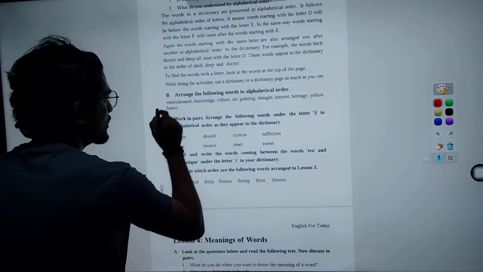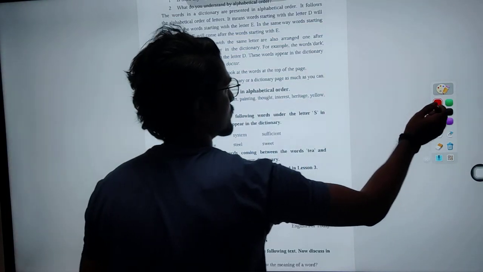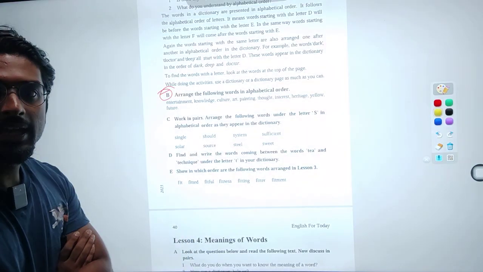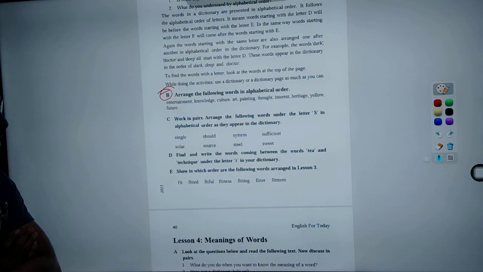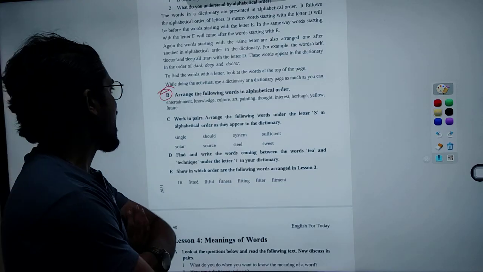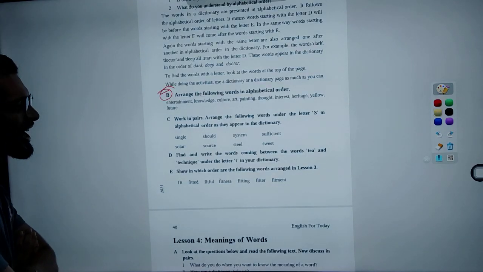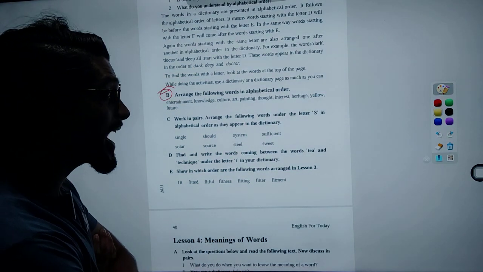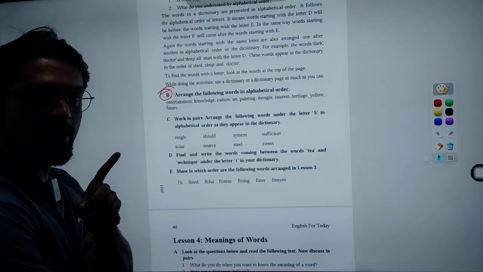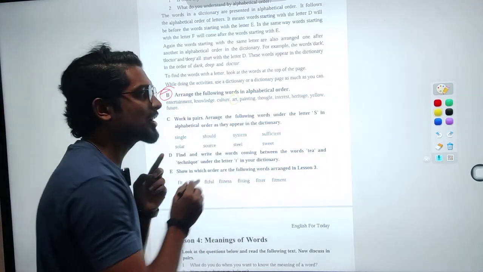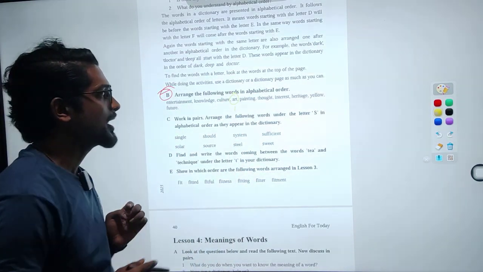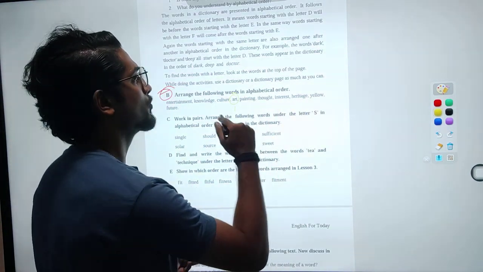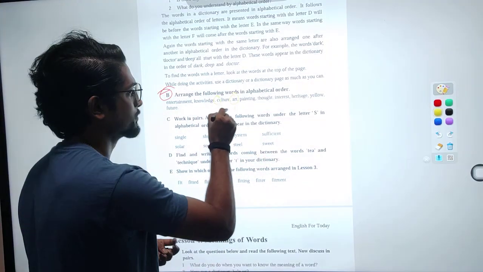Okay, so arrange the following words in alphabetical order. এবার আমরা এই ওয়ার্ডগুলোকে alphabetical order-এ সাজাবো. Let's start. What words do we have? Entertainment, knowledge, culture, art, painting, thought, interest, heritage, yellow, and future. প্রথমে the first letter is A. So art আসবে প্রথমে, number 1. এরপর we will find the next alphabet B. But there is no B, so we will move on to C, culture, number 2.